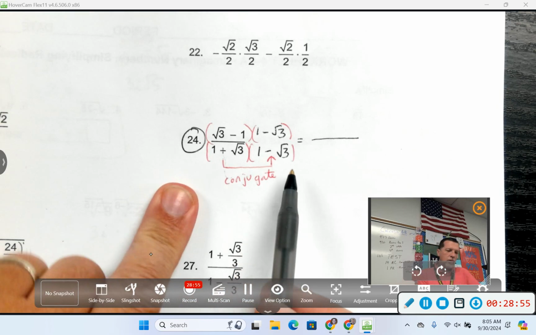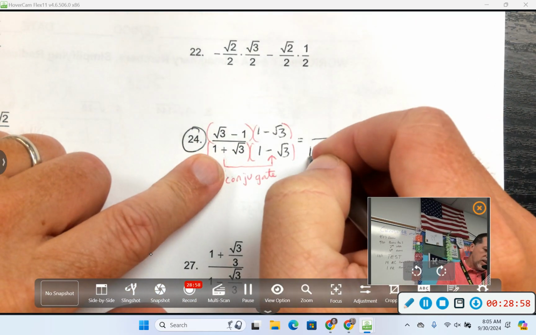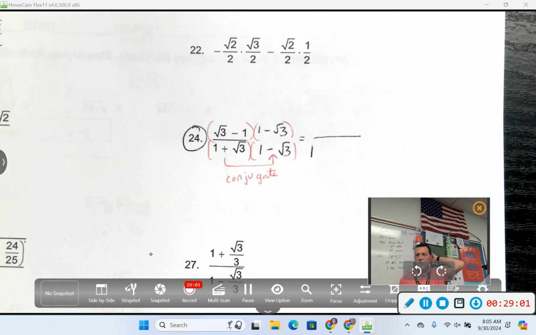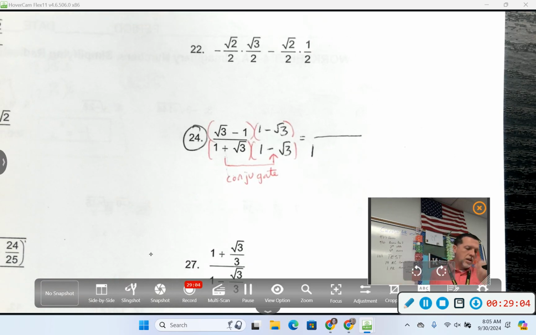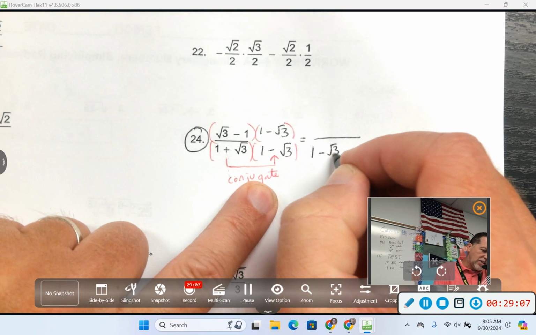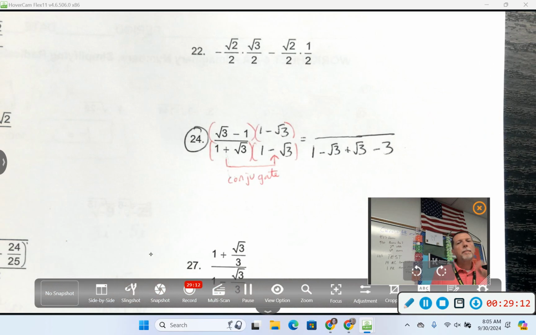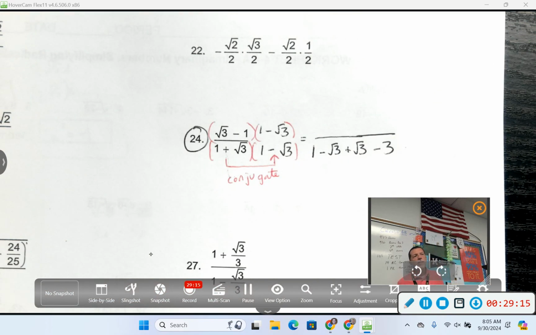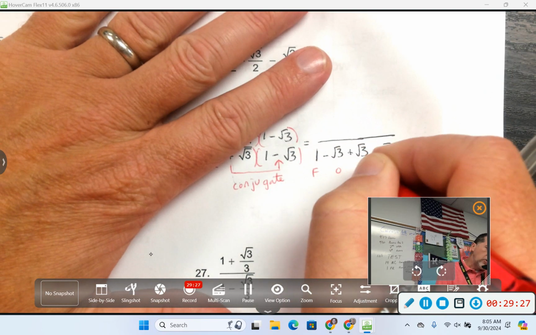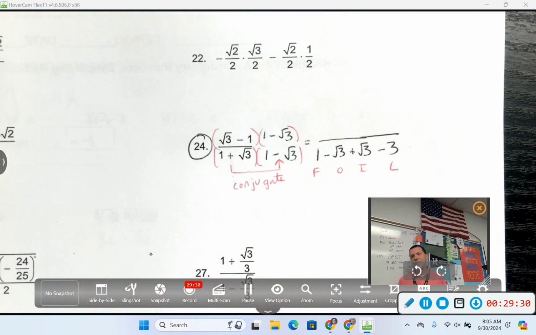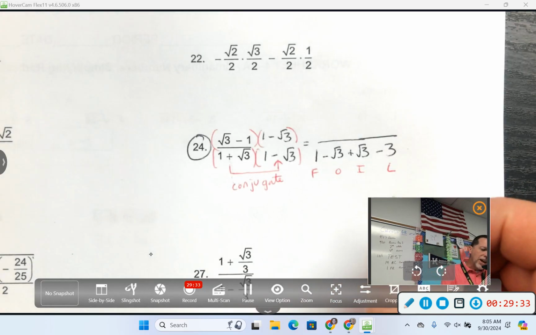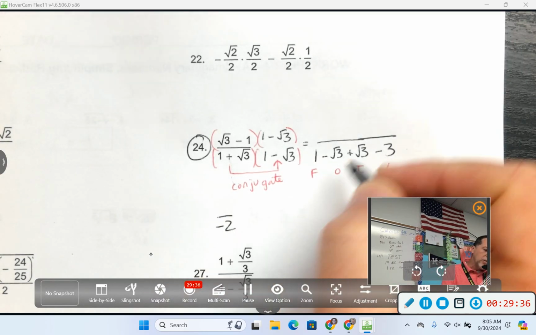So let's FOIL this and see what happens. It's going to look ugly. Let's FOIL the bottom first, because that's what's motivating us to multiply by the conjugate. First, outside, inside, and last. Something always happens when you FOIL conjugates. The radicals cancel out, the middle terms cancel out. So just 1 minus 3. The O and the I will cancel out, so that leaves us with -2 in the bottom.